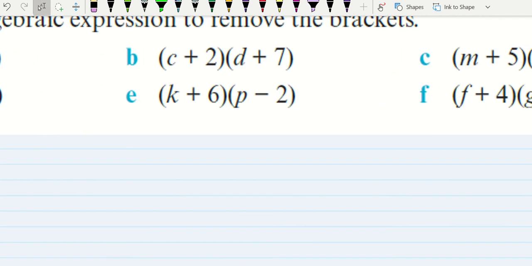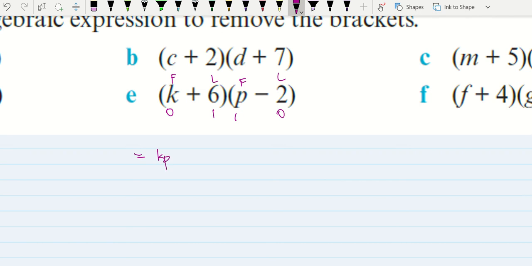Let's have a look at this one here. k plus 6, p minus 2. Let's do a FOIL for this one. So I'm going my first terms, then I'm going to go my outer terms, then my inner terms, then my last terms. So multiplying my first terms, we got p and a k, so that's kp.